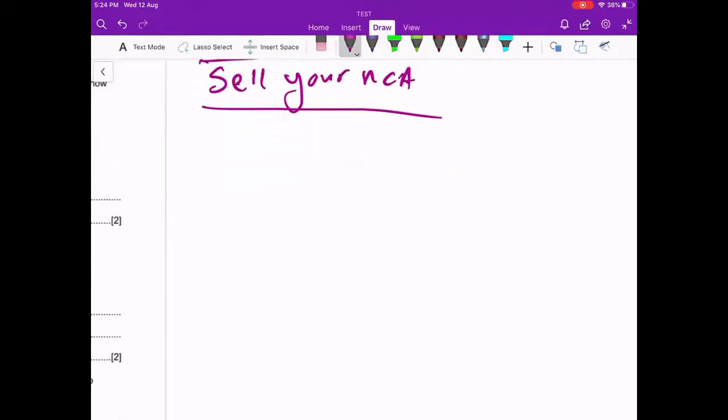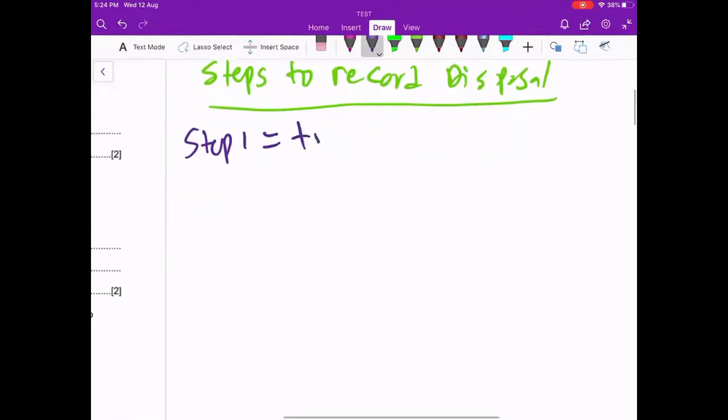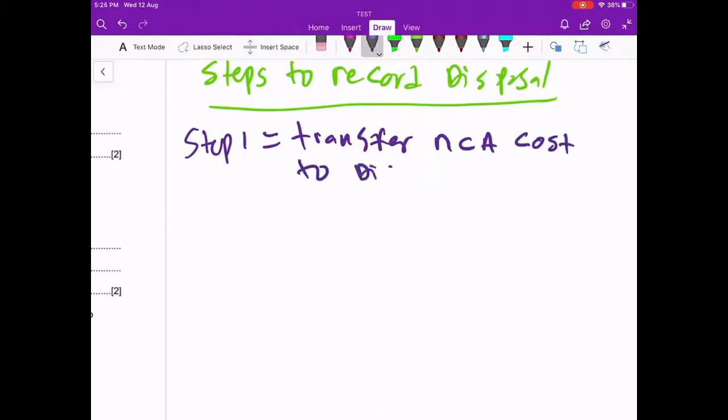Number one, what are the steps to record disposal? Step number one is we transfer the non-current asset cost to the disposal account. That's your step number one.